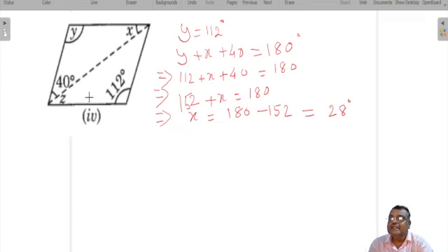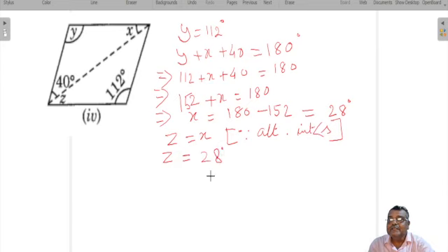So Z is equal to X, because this Z and this X are alternate interior angles. Alternate interior angles are equal. That is why Z is equal to X, and the value of X is 28 degree. So this one is 28 degree.